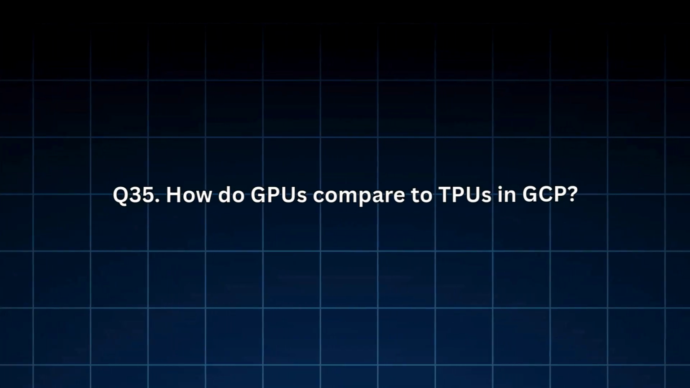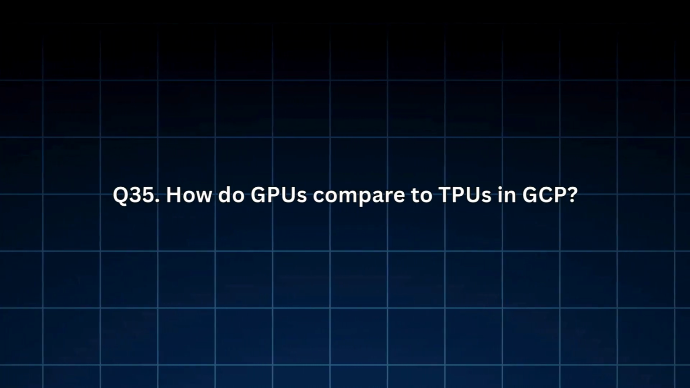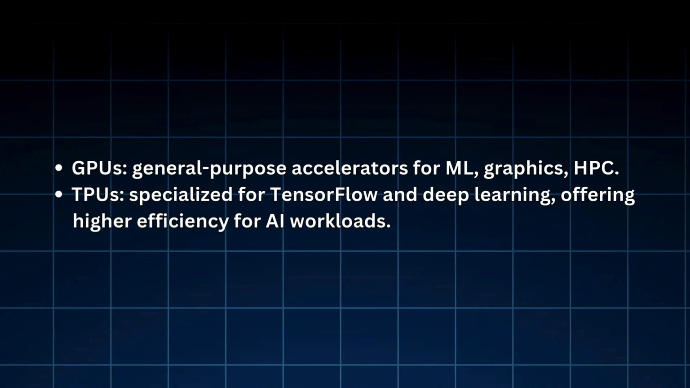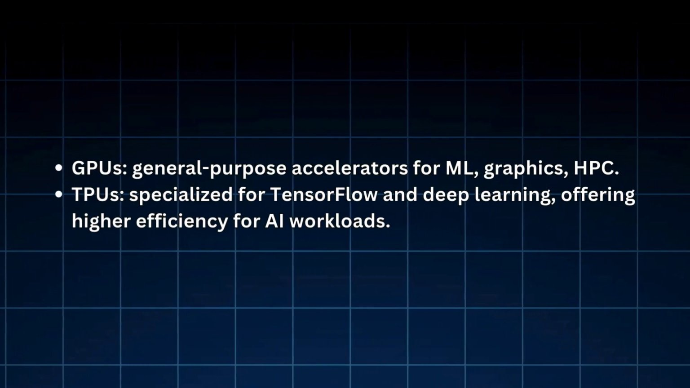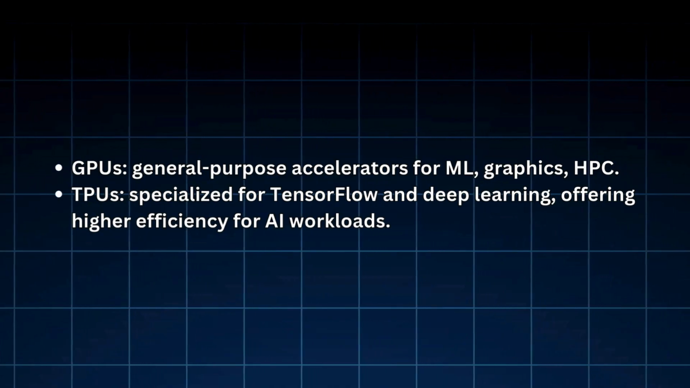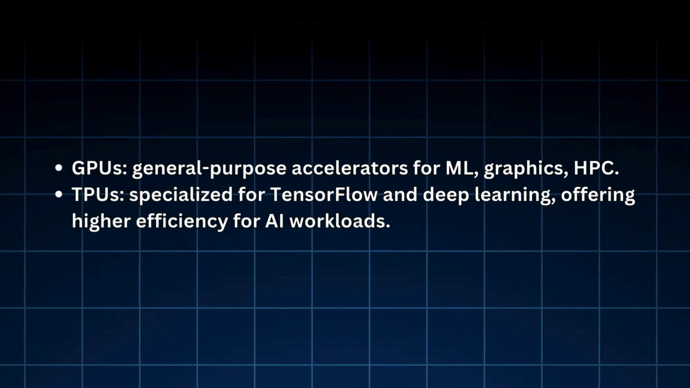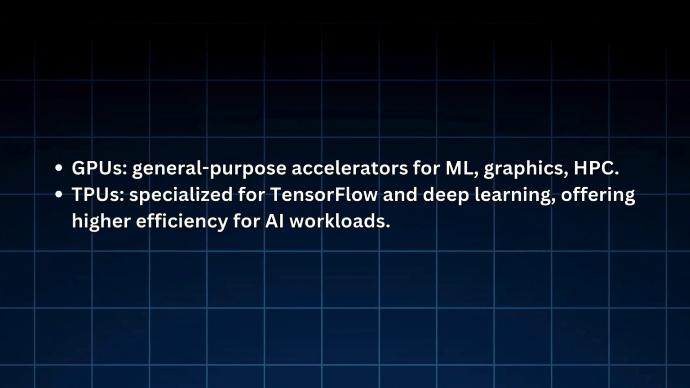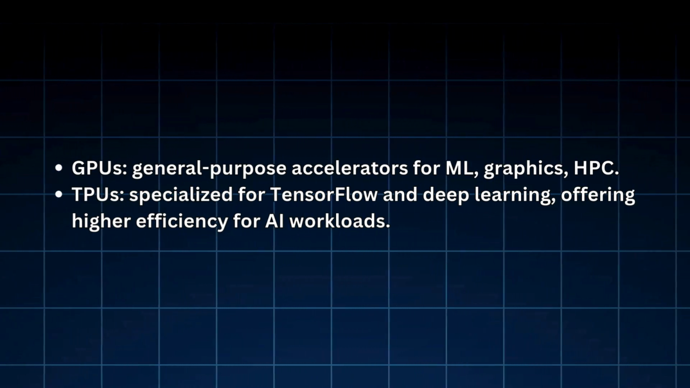How do GPUs compare to TPUs in GCP? GPUs: general purpose accelerators for ML, graphics, HPC. TPUs: specialized for TensorFlow and deep learning, offering higher efficiency for AI workloads.